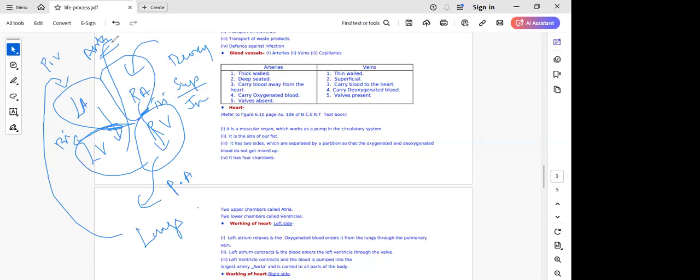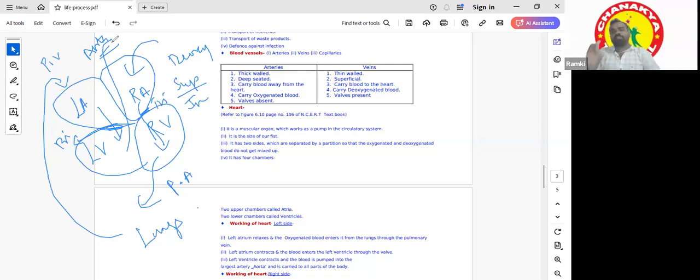What is the function of heart valves? As I told, we have the tricuspid valve and bicuspid valve. Where is the tricuspid valve present? Between the right auricle and right ventricle. Where is the bicuspid valve present? Between the left auricle and left ventricle. Valves are used to prevent the backflow of blood, which allows the blood to flow in a single direction.